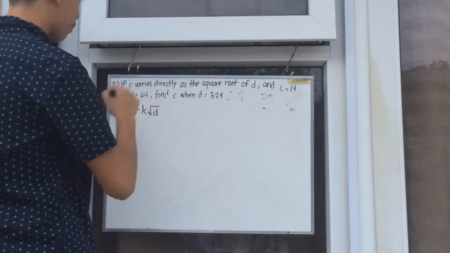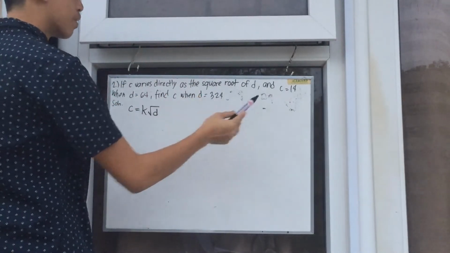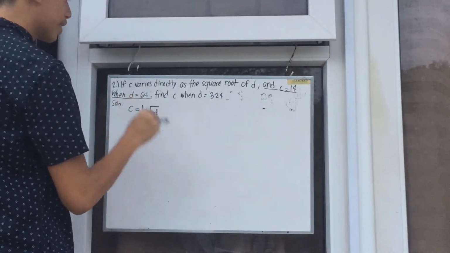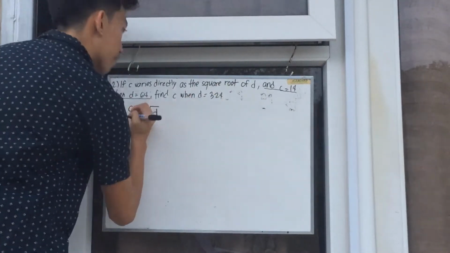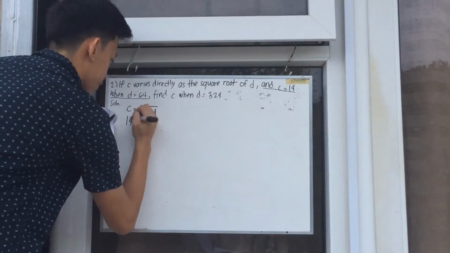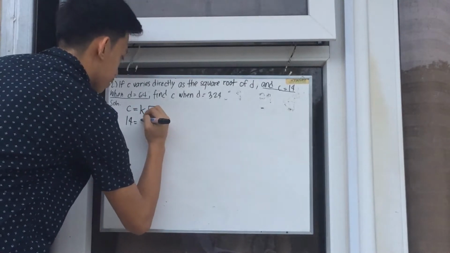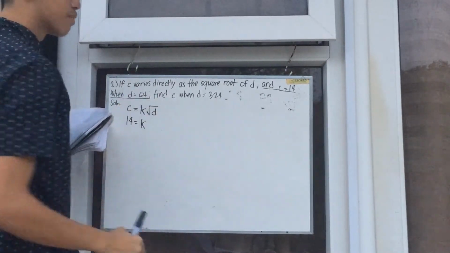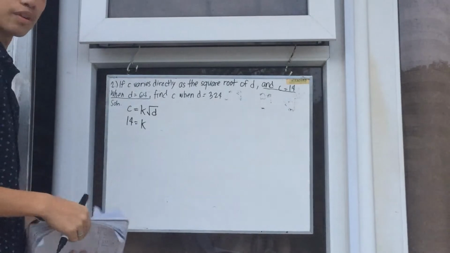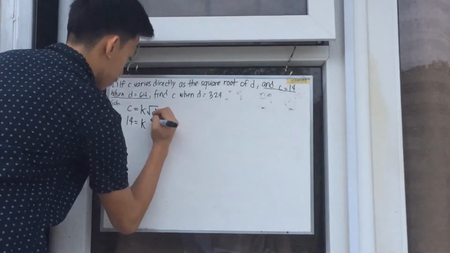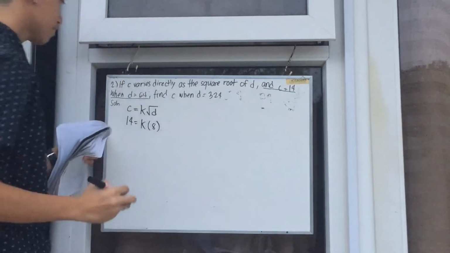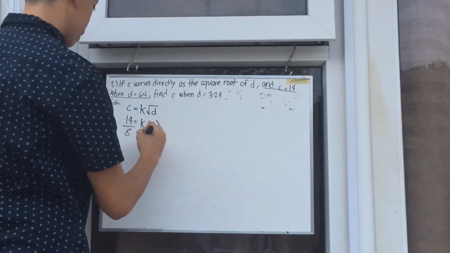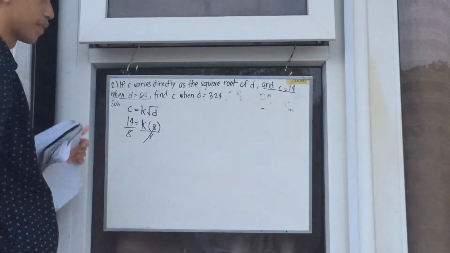Now we have our equation. Then we use the first given and substitute to find k. So c is equal to 14, which is equal to k multiplied by the square root of d. D is equal to 64. The square root of 64 is 8, so we'll multiply k by 8. Next, we divide both sides by 8 to get k. So our k is 14 over 8.